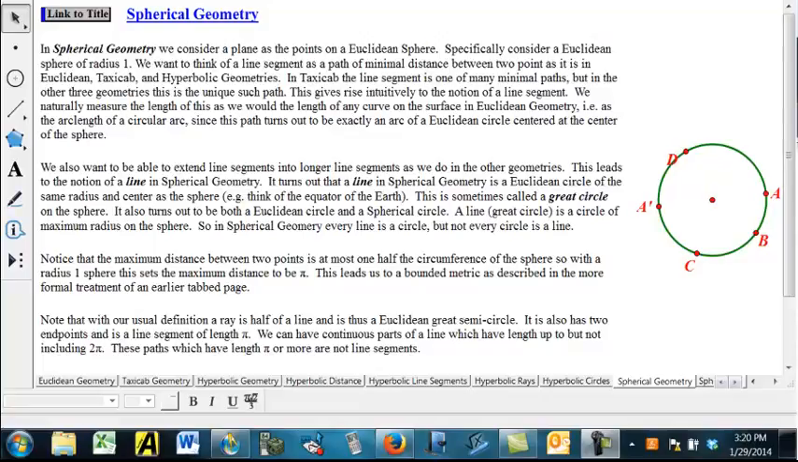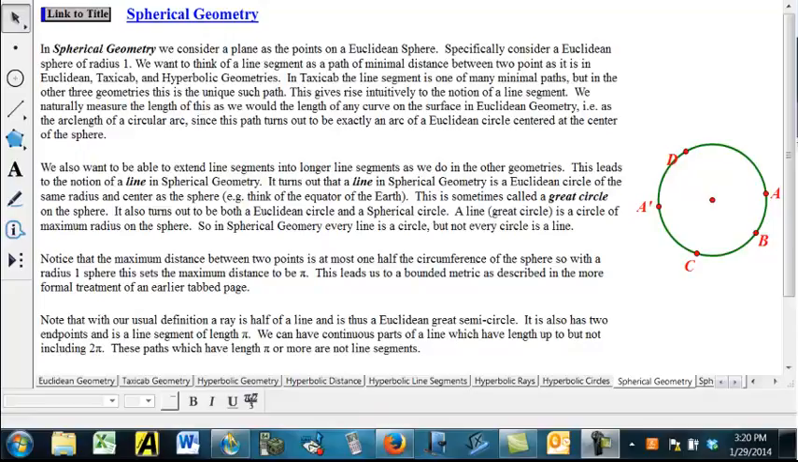In this video, we're briefly going to introduce spherical geometry. In spherical geometry, we're going to consider a plane, a two-dimensional object, as the points on a Euclidean sphere, a three-dimensional Euclidean object. So specifically, let's consider a Euclidean sphere of radius 1.